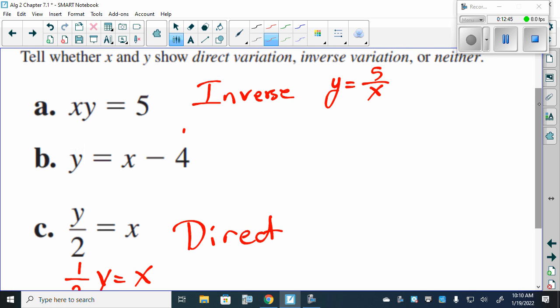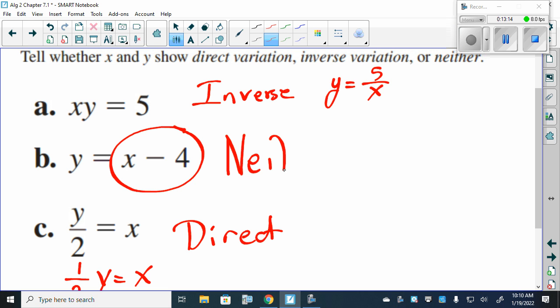Now B. It is neither. Why is it neither? It's not in the formula, but there's one other key part to it that's different. Exactly. Because when we talk about direct and inverse variation, we're also only talking about multiplication. That subtraction is really where it's not either. This here would be neither, and it's really based off that subtraction.